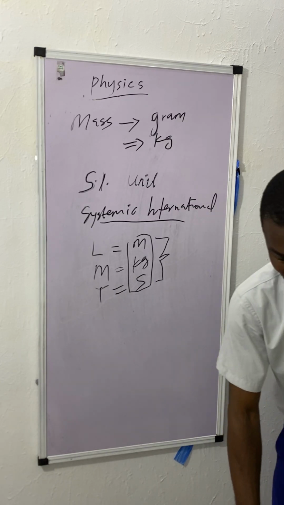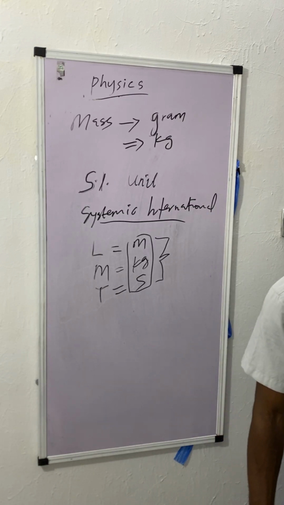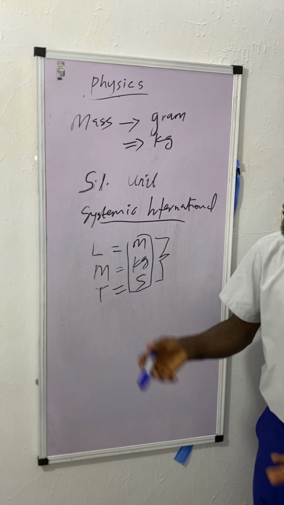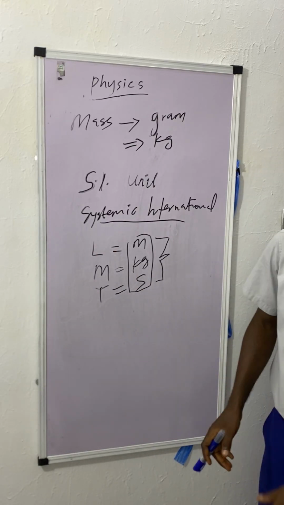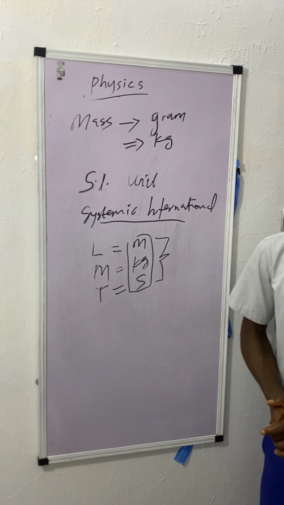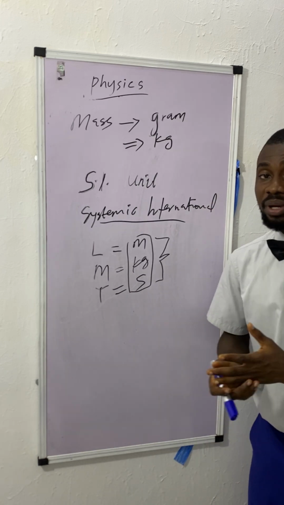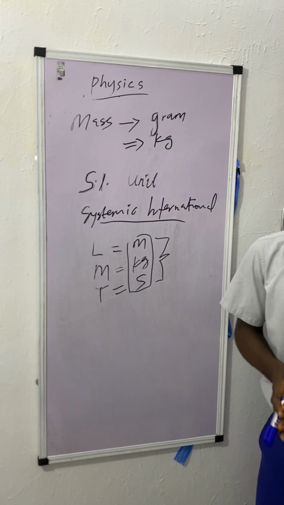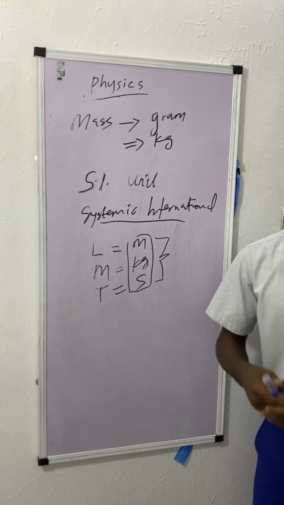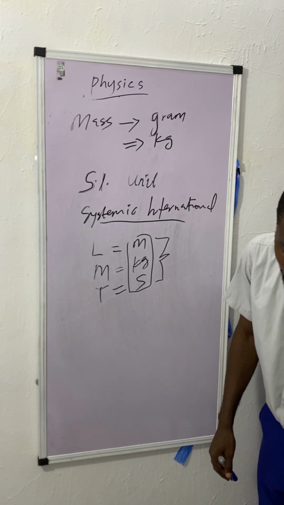So we are going to look at more SI units of derived quantities. For example, for velocity, you have meter per second. For speed, you have meter per second. For force, you have kilogram meter per second square. For acceleration, you have meter per second square, and so on and so forth.